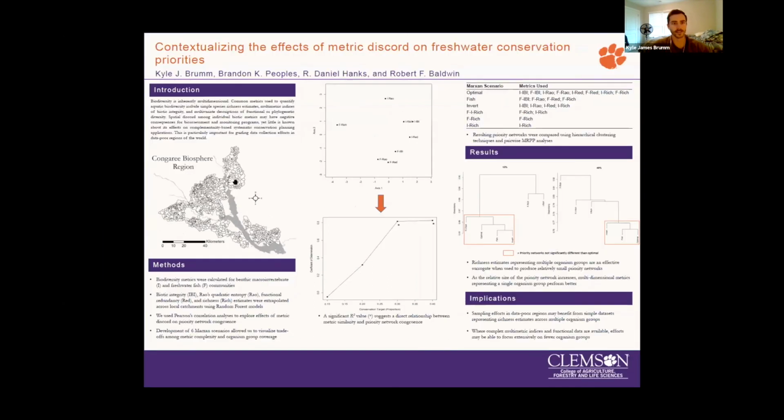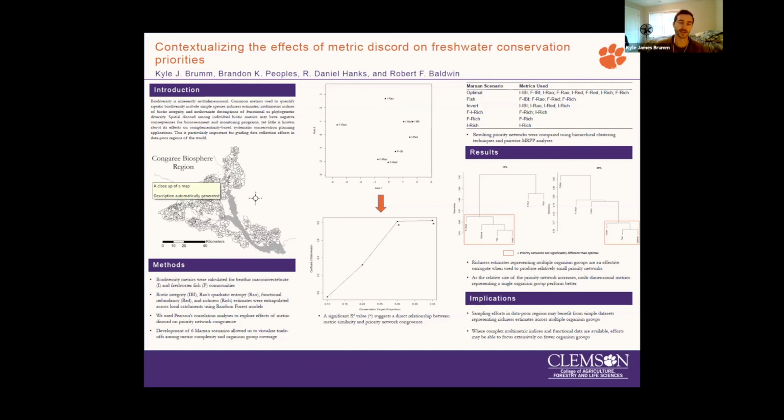All right. So this talk's focused on metric discord and looking at the effects of metric discord on the prioritization of freshwater conservation efforts. When I talk about metric discord, I'm really just talking about different ways of quantifying biodiversity, right? So biodiversity is kind of this very dynamic thing. It's hard to kind of pinpoint it.